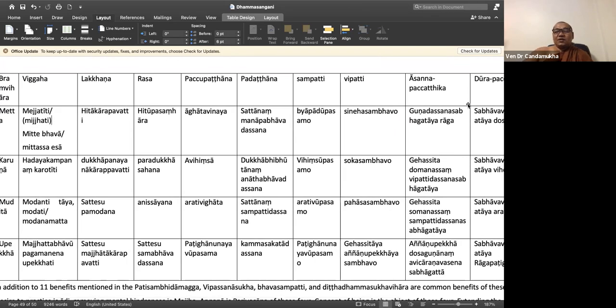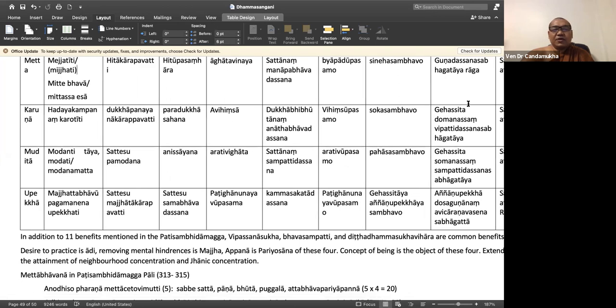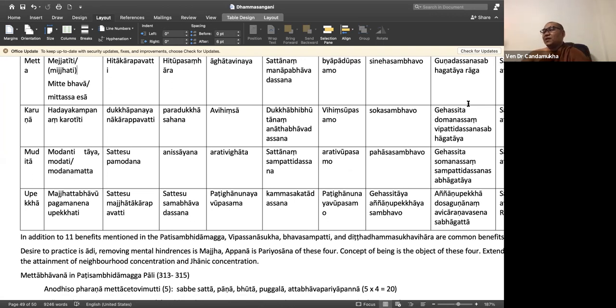So these things are about the metta bhavana. Regarding the karuna, what time is it? We still have time. Regarding the karuna bhavana: paradukkhe sati, sadhunam hadaya kampanam karoti ti karuna. Here you see in the Atthasalini, paradukkhe sati.